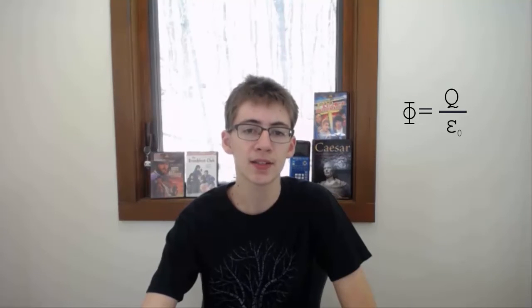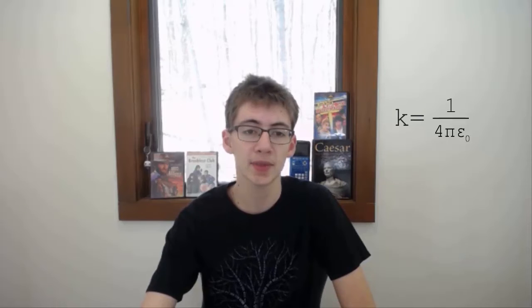Epsilon naught is a constant known as the permittivity of free space, or vacuum permittivity, and is equal to 8.85 times 10 to the negative 12th coulombs squared per newton meter squared. It can also be related to Coulomb's constant, where k equals 1 over 4 pi epsilon naught.